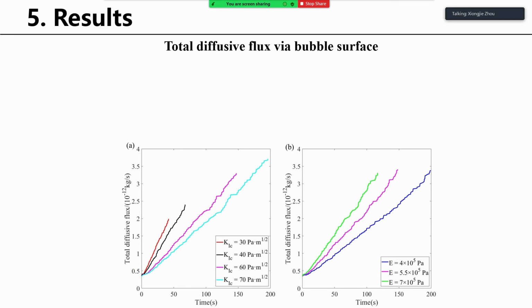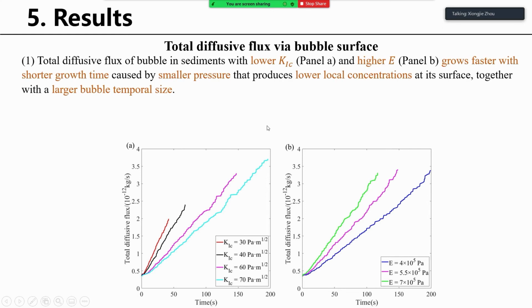For total diffusive flux, the left picture is the variability in K1C, and the right one is for E. The total diffusive flux of bulbs in sediments with lower K1C and higher E grows faster, with short growth time caused by smaller pressure.